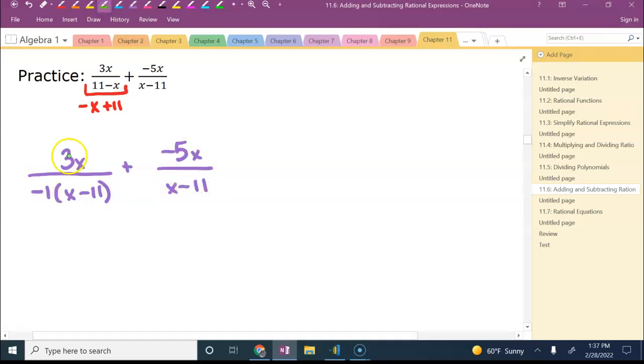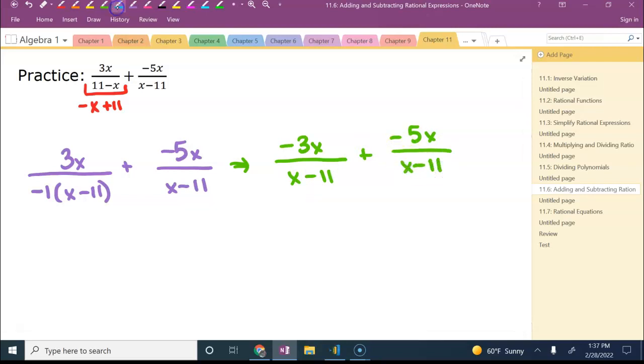Again, basically transfer that negative up to the top, so it says negative 3x over x minus 11 plus negative 5x over x minus 11. And then I'm going to work with my numerator. So negative 3x plus negative 5x would be negative 8x all over x minus 11.